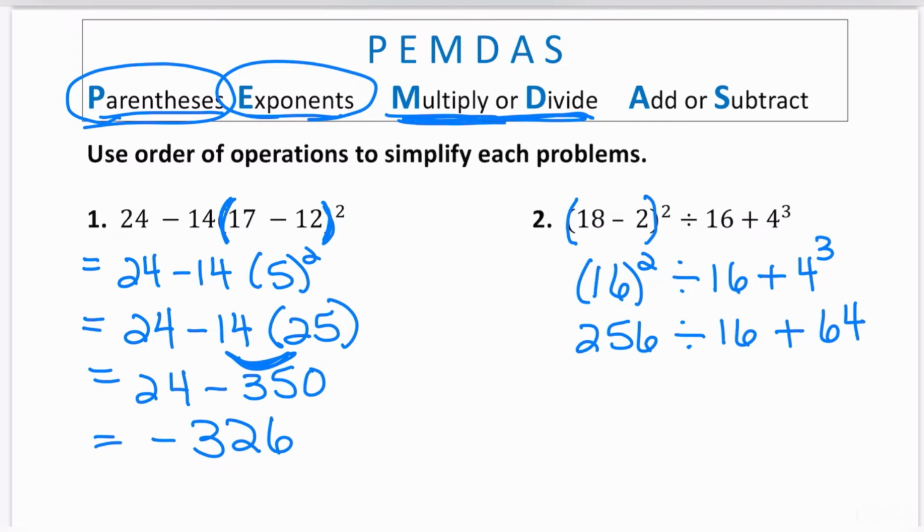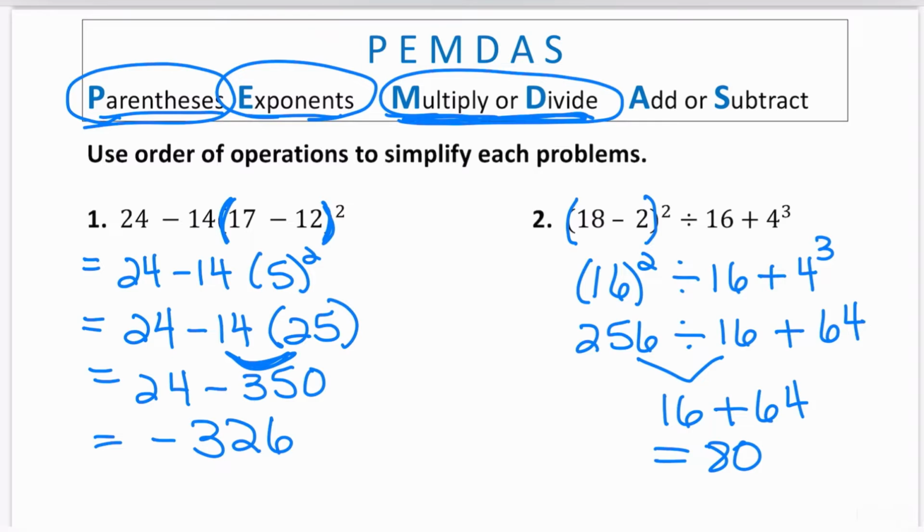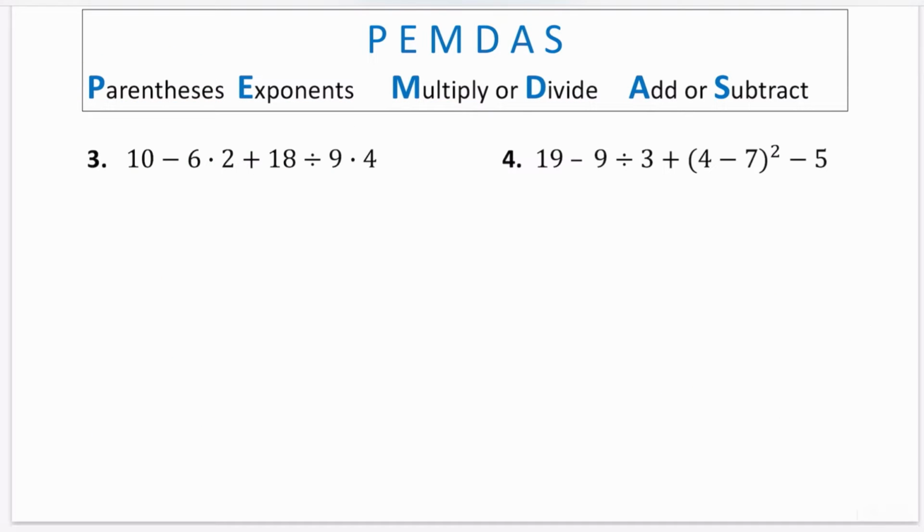So now I multiply or divide, whichever one comes first. Here I have division, so 256 divided by 16 is 16. So finally I have 16 plus 64, which equals 80. All right, let's try questions 3 and 4.